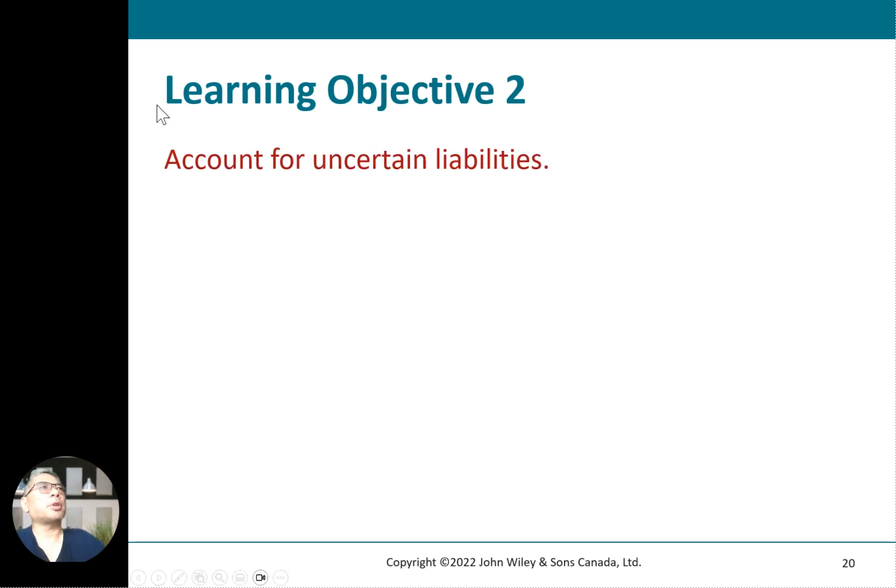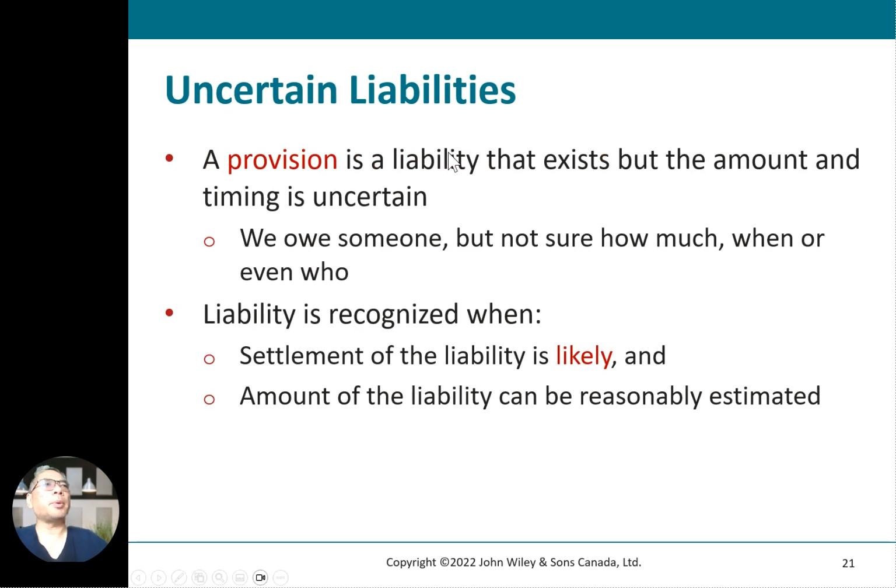Okay, learning objective number 2. The accounting for uncertain liabilities. Uncertain liabilities include provisions where the liability already exists but the amount and timing are uncertain. We owe someone but are not sure how much, when, or even who. Okay, a liability is recorded when settlement of the liability is likely and the amount of the liability can be reasonably estimated.